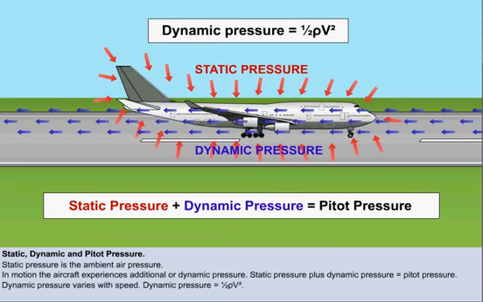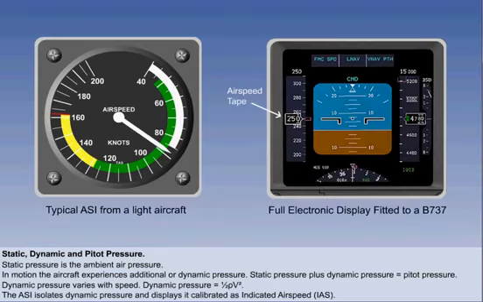The dynamic pressure experienced by the aircraft will vary with the speed of the aircraft through the air, and mathematically this relationship is expressed in the formula dynamic pressure equals a half rho v squared, where v is the true airspeed and rho is the density of the air. So, if dynamic pressure can be isolated from the total or pitot pressure, it can be used to indicate airspeed.